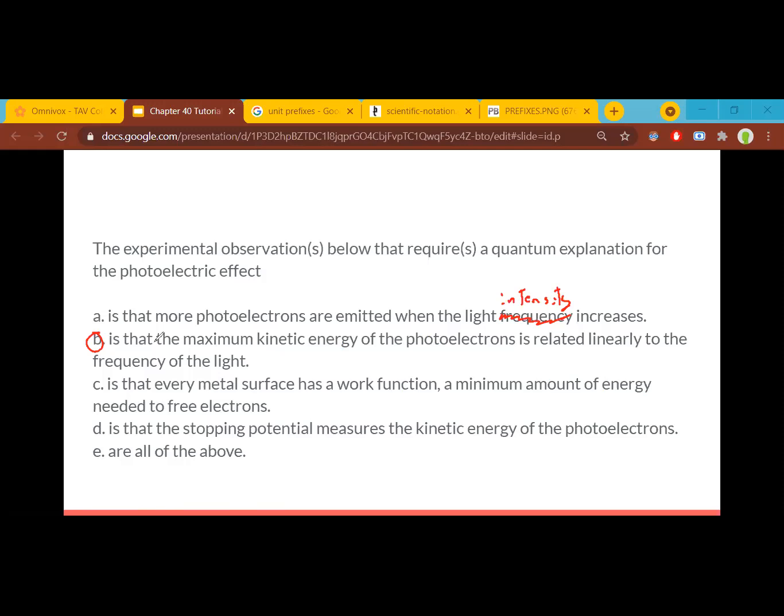If the stopping potential is big enough, the kinetic energy of the electrons won't be big enough to reach the other plate if the potential is really strong. But B talks about the kinetic energy being related to the frequency of the light, which is something that only quantum mechanics can explain. So the answer is B.